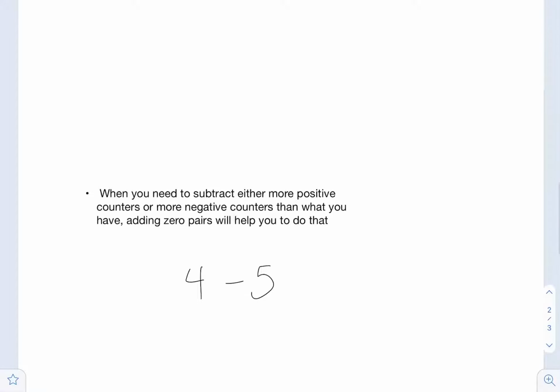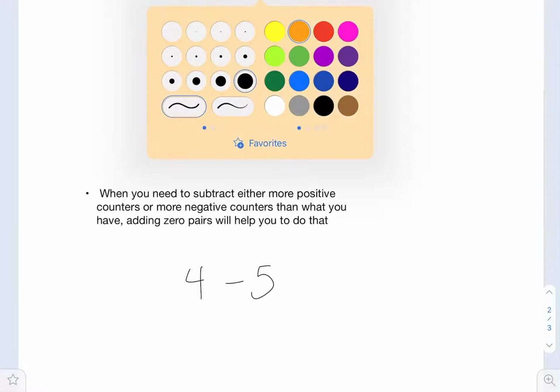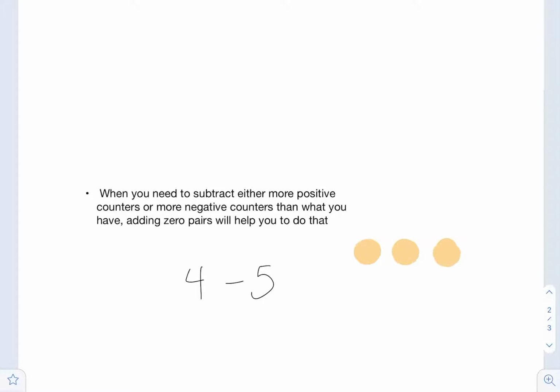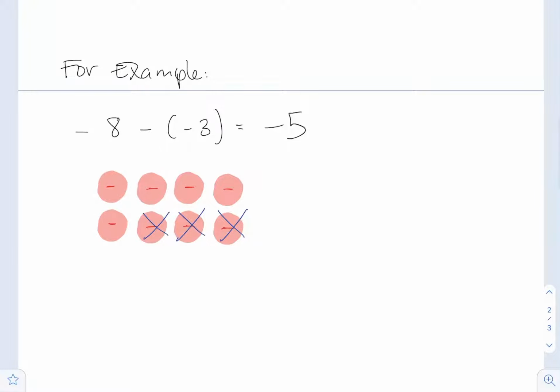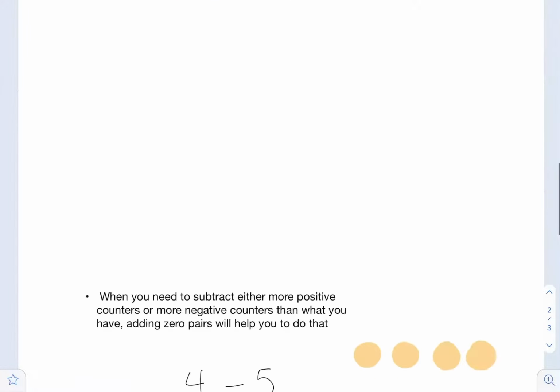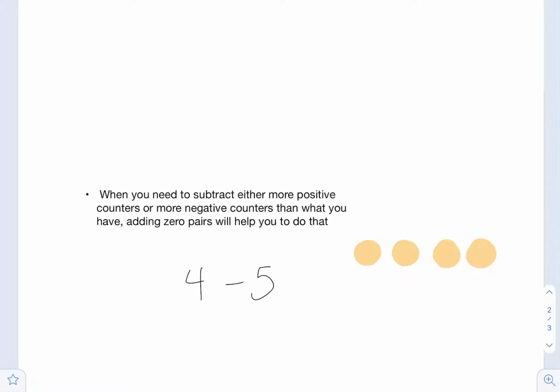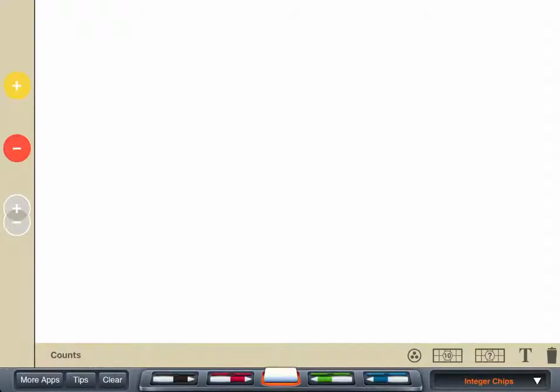Now, here's the next point. When you need to subtract either more positive counters or more negative counters than what you have, adding 0 pairs will help you do that. If I had 4 positive counters, 1, 2, 3, 4, I can't take away 5 of them. I don't have enough, because there's only 4 here and I need to take away 5. The difference from the first point is that there, I had enough to take away. So I've got 3 that I can take away here, but here I don't have enough. What we're going to do is use 0 pairs. Let's show you this through examples.